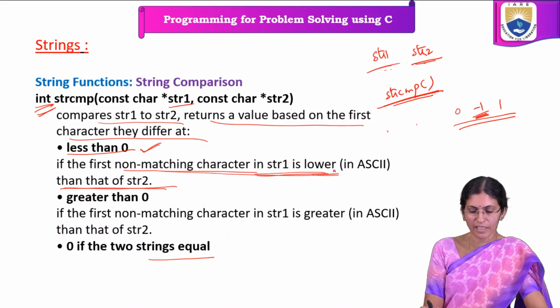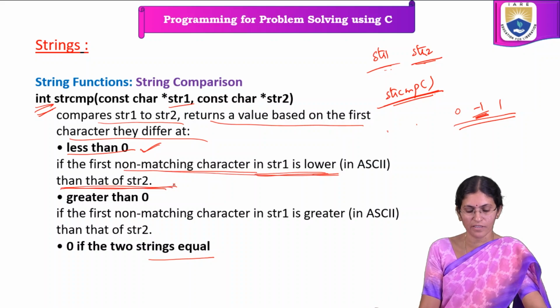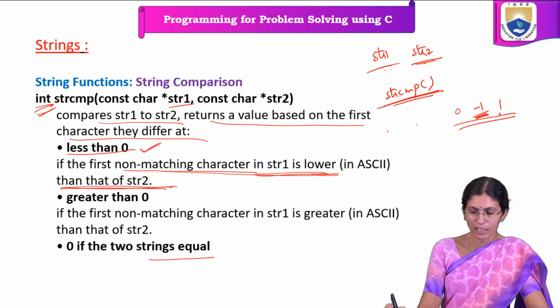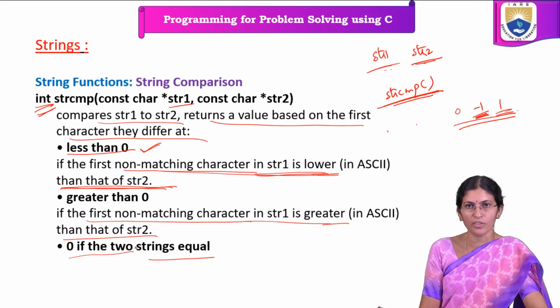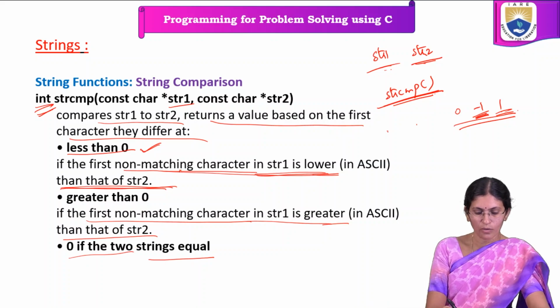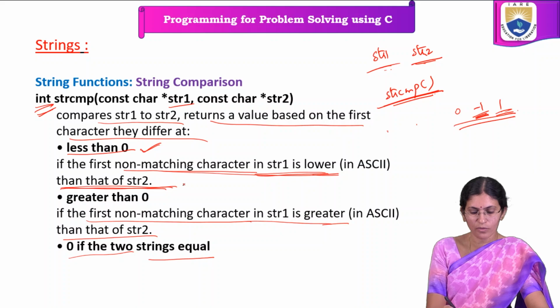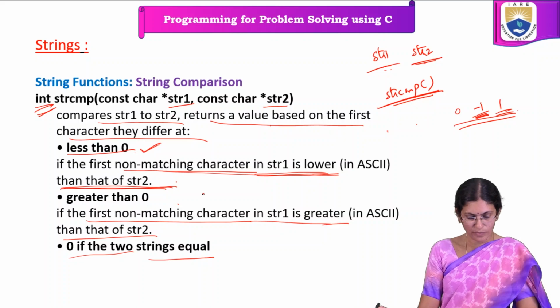If the first non-matching character in str1 is lower than that of str2, you will get a value greater than 0, greater than 1, sorry. If the first non-matching character in str1 is greater than that of str2, you will get a value greater than 0. You will get 0 if the two strings are equal, or less than 0 if the length of str1 is less than str2. If the length of str1 is greater than str2, you will get a value greater than 0.